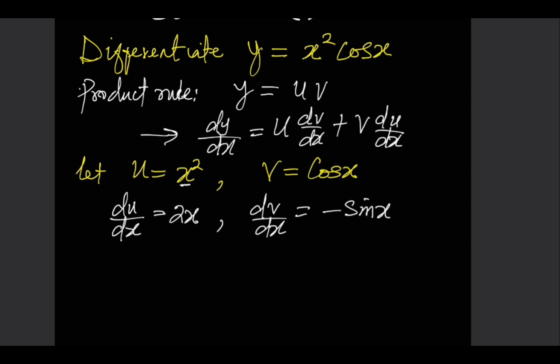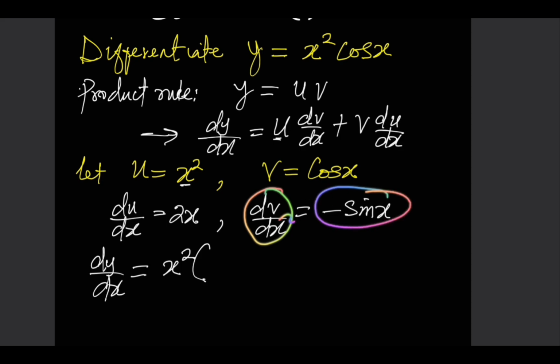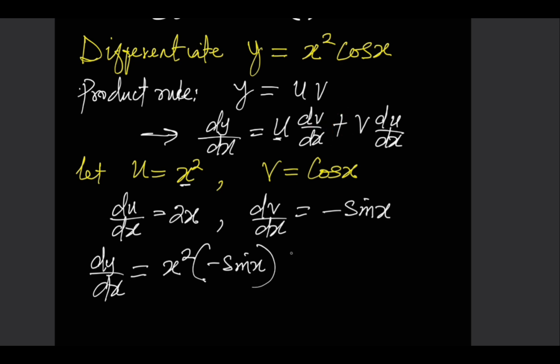Now we substitute this into the product rule. How do we substitute? It's pretty simple. Look at the product rule: dy over dx equals, so plug in everything. Your u is x squared, so in place of u you put in x squared multiplied by dv over dx. The result for dv over dx is negative sine x, so bring down negative sine x here. Use the appropriate sign you're seeing here, positive, and bring it down to this point.